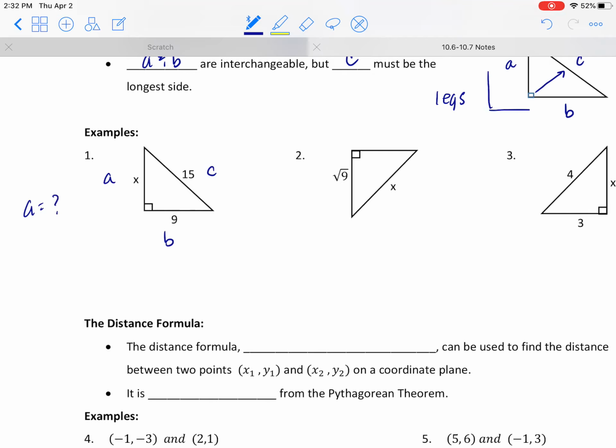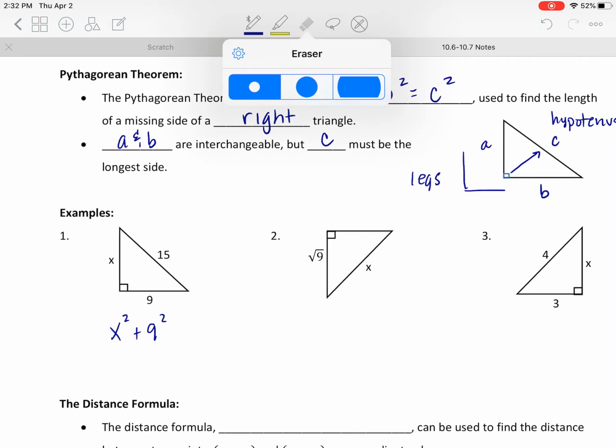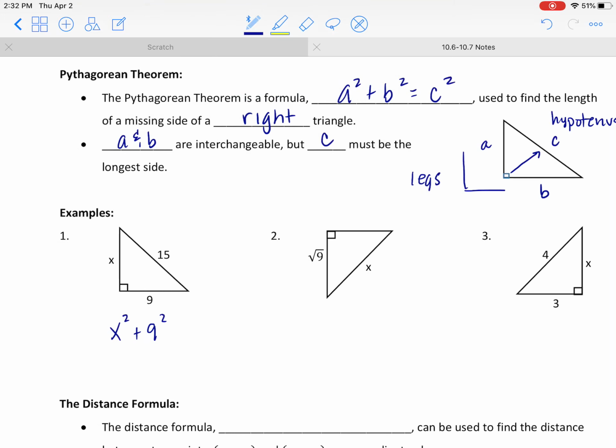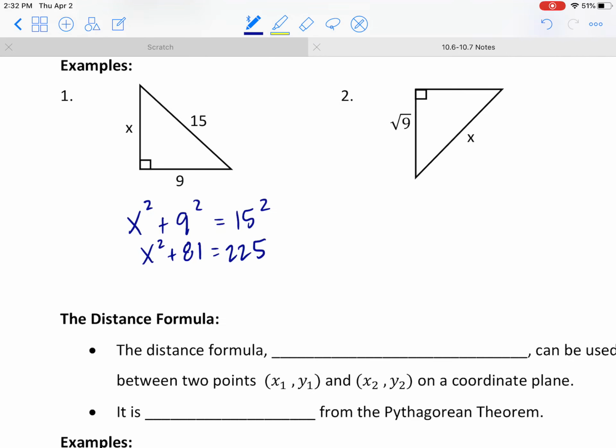All right, so looking at number 1, we could call this A and B and C if we want. So we could say that A is some unknown, that B is 9, and that C is 15, and plug into our formula. I need more space here, so we're going to say that x squared plus 9 squared, or 9 squared plus x squared, those are the two that go together on one side of the formula, right? Those squares added together have to equal 15 squared.